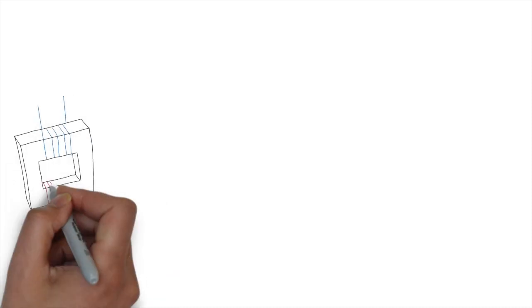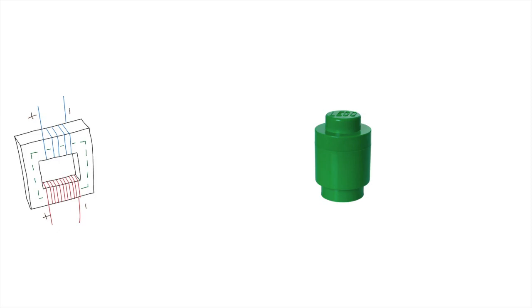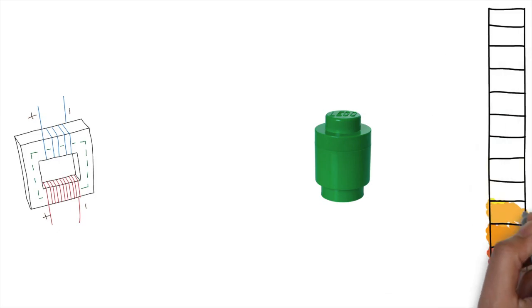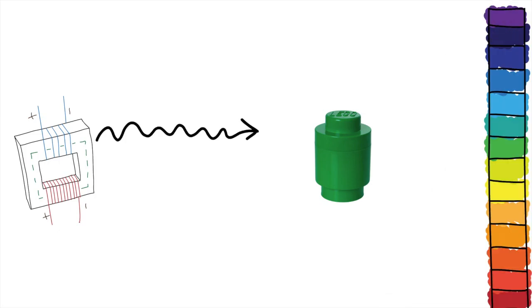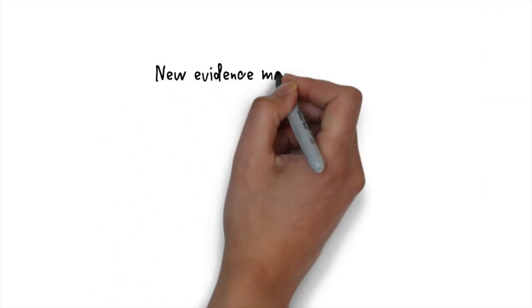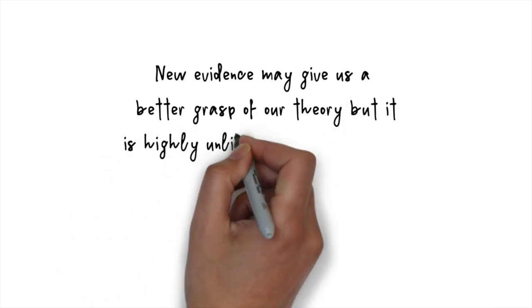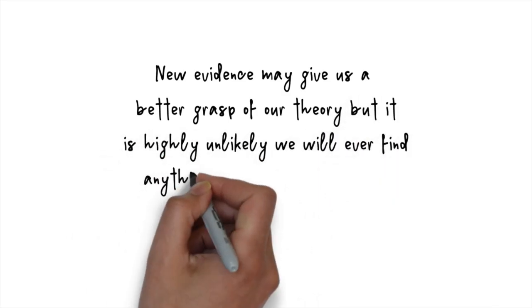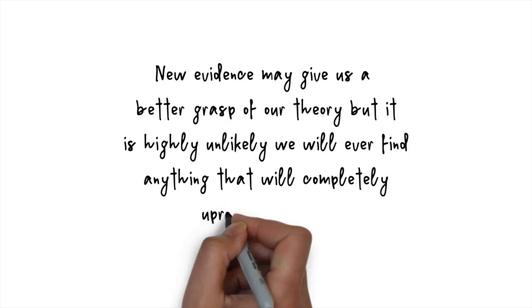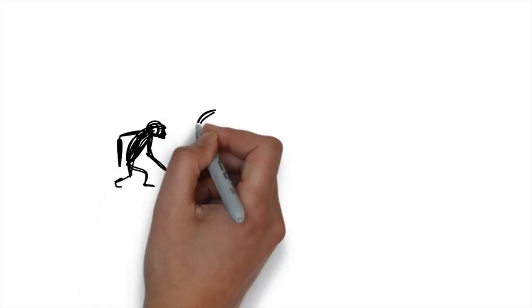But that is not to say that there isn't more to be learned about them. In the future, we may be able to detect the color of the Lego structure in the bag. And similarly, in the future, a new instrument or the discovery of new evidence may give us a better grasp of our theory. But it is highly unlikely we will ever discover anything that will completely uproot our theory. So I'll repeat, how sure is a theory? Pretty darn sure. Let's talk about evolution for a minute.